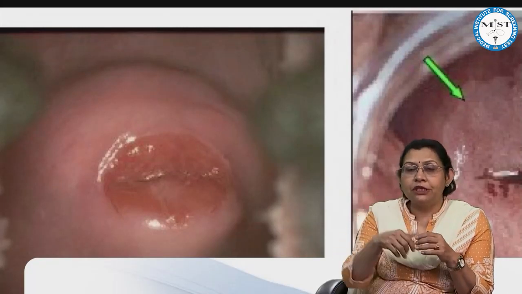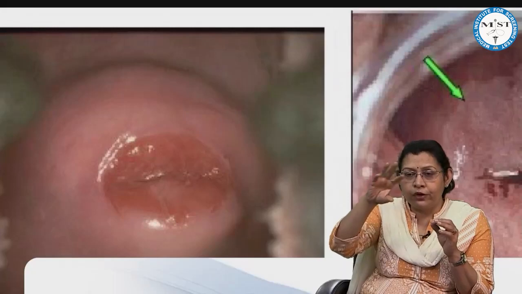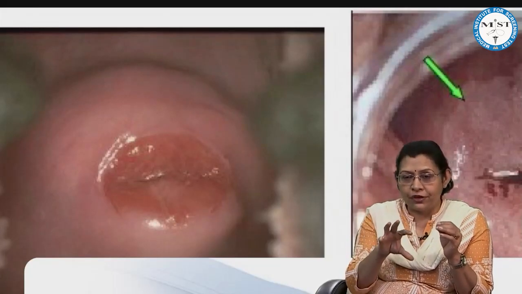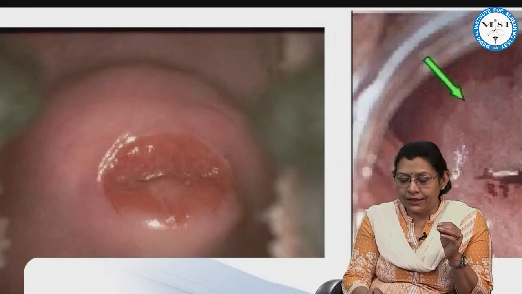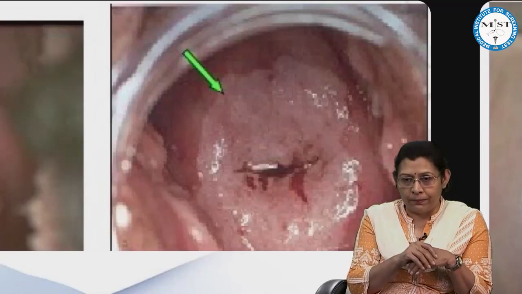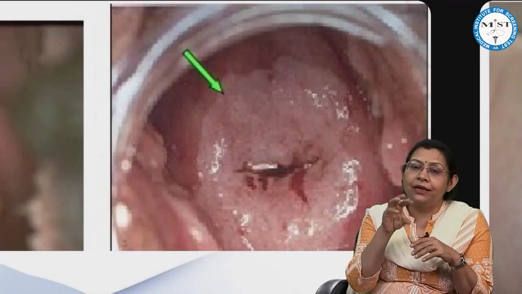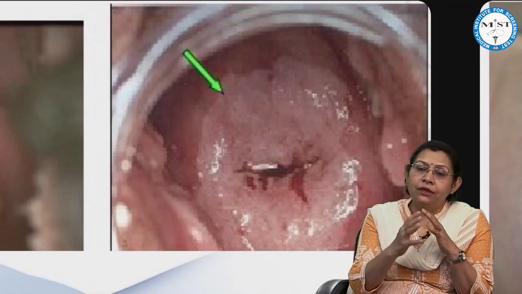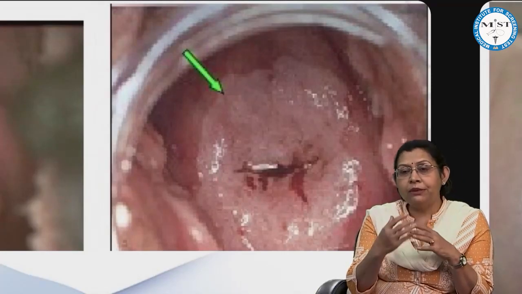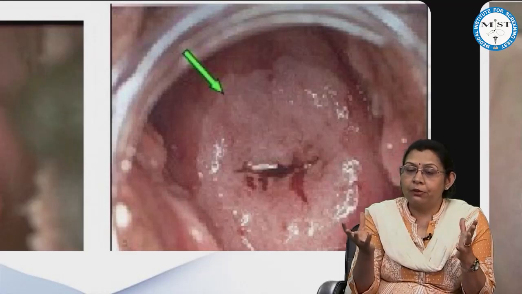So we are putting the Simpson speculum, exposing the cervix, and we'll apply the glacial acetic acid over this cervix. Now this acetic acid has the property that it forms a white coagulum with the protein, and we all know that pre-malignant cells have more nuclear material. So nuclear chromatin material is more, and it is made up of protein.